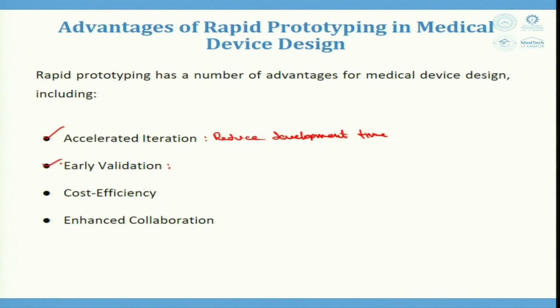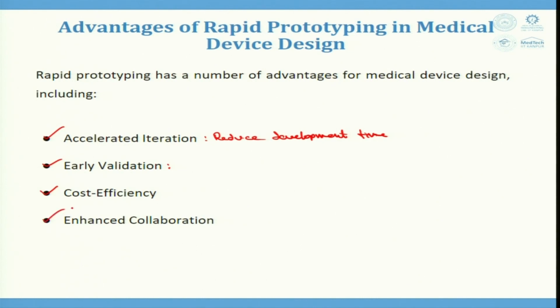Then early validation, because we are trying to enable early testing and uncover the flaws, and we are also enhancing the user interactions. So, early validation happens. Then cost efficacy, that is, the issues are identified in the prototyping phase and this minimizes the cost, and any changes that could come later are identified as early as possible.